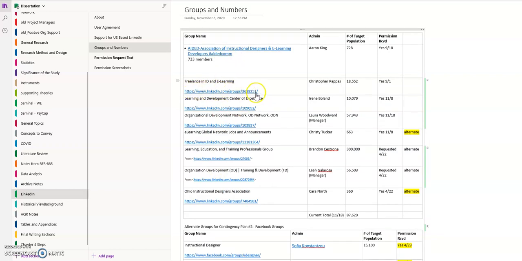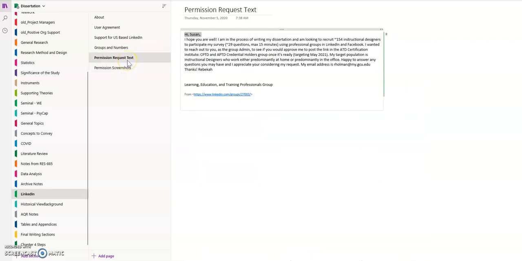I included the links. You'll need those for IRB if you recruit through LinkedIn. And then I also put the admin's name, the number of people that were members of the group. This helps give you a total target population number. And then dates when permission was received. And you'll see that I have some that say yes and then some that are listed as alternates. So I have a phase 1 where I'm posting to 4 groups and then a phase 2 where I'm adding more. I also included the text.